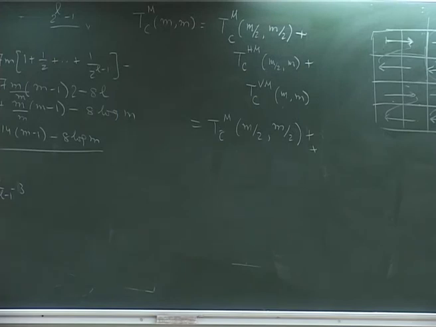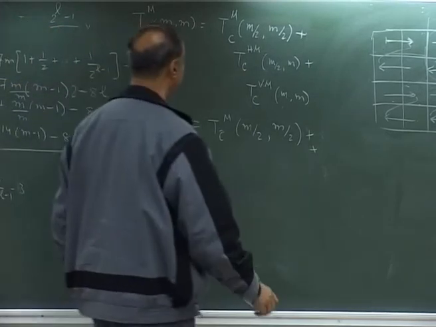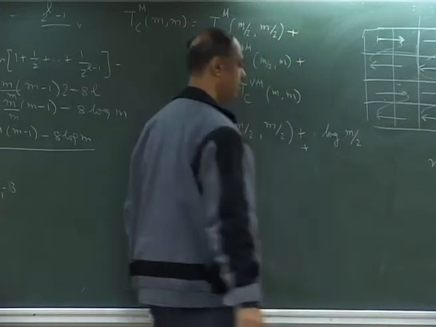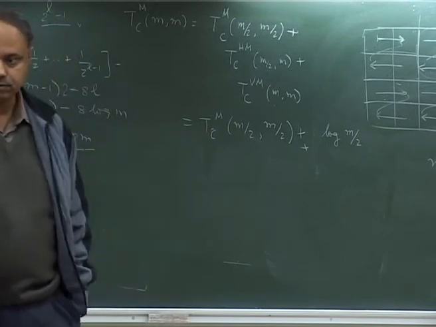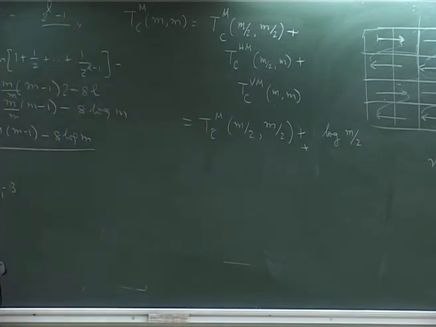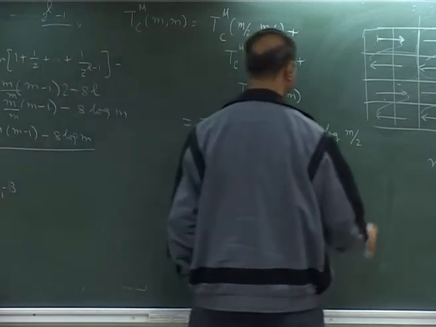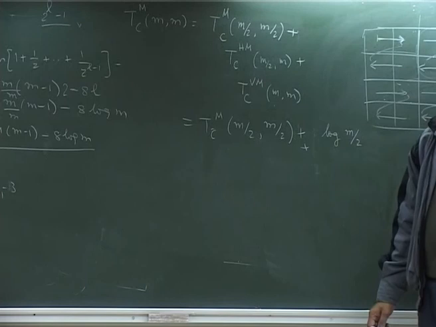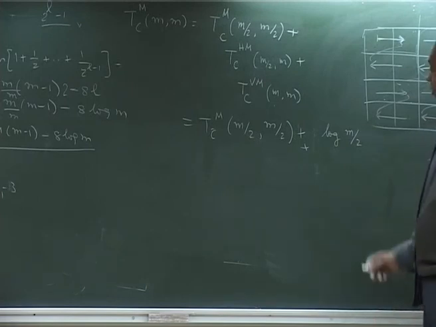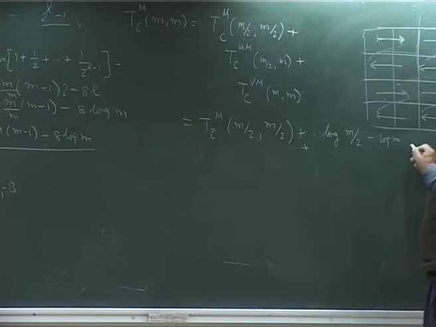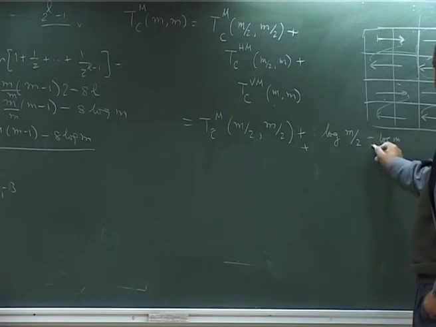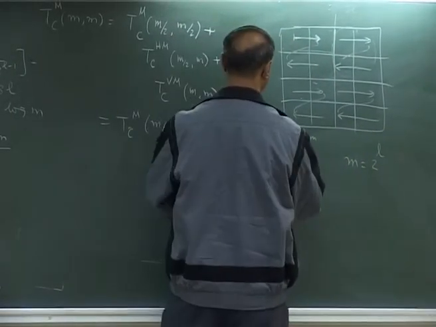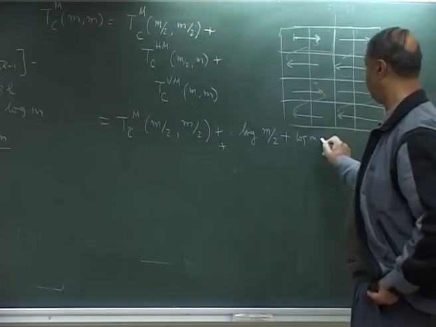Now tell me what is the number of comparisons? First one is log j, right? Is it first one is log j? Log m plus. First one? Log m by 2 minus log m. What is the formula? Log j minus log k. Minus 1. Is it minus? Log j plus log k minus 1.